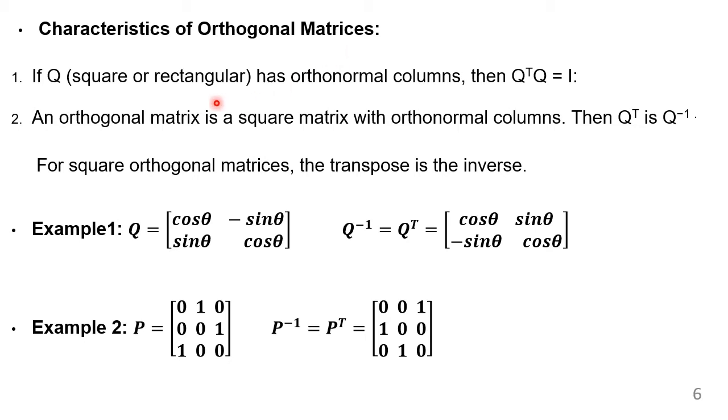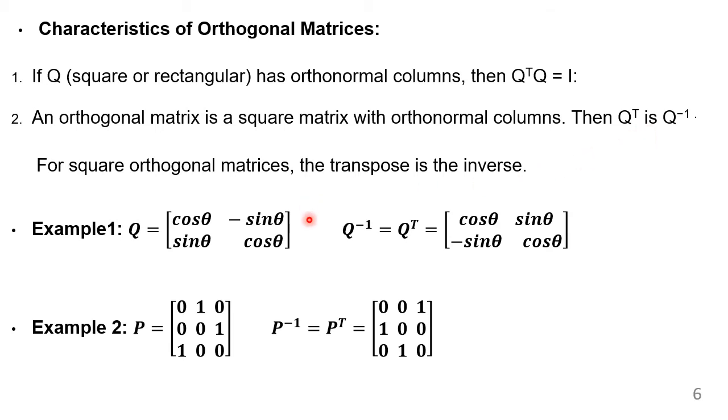Let us consider a matrix Q, an orthogonal matrix, which will have orthonormal columns. Orthonormal columns means the diagonal elements will be equal to 1. Then we know that Q transpose Q is equal to I, the identity matrix. The second characteristic is that an orthogonal matrix is a square matrix with orthonormal columns. That means in that case your Q transpose is always equal to Q inverse.